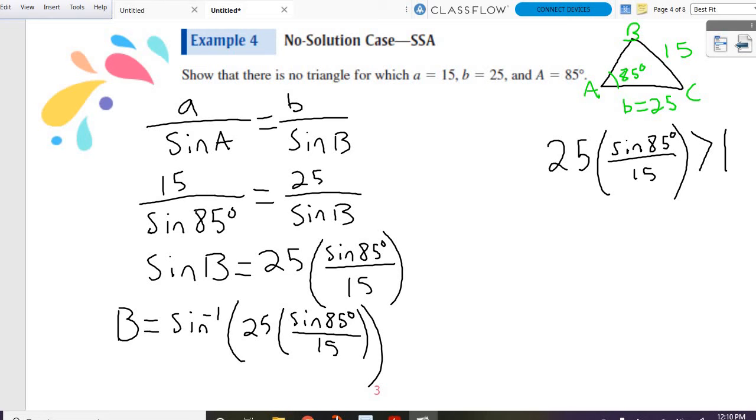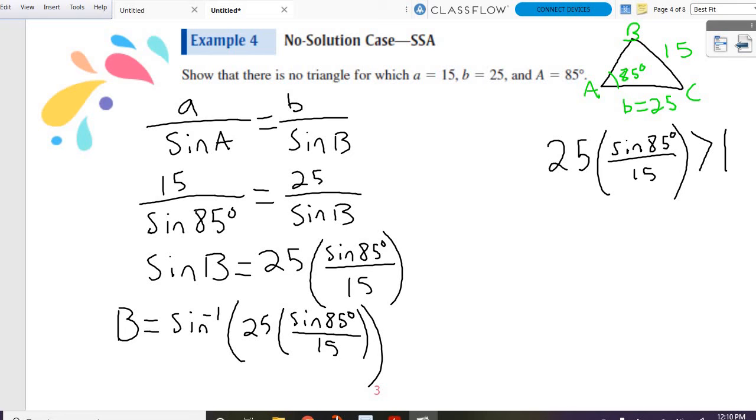Okay. I agree with you. You have the right answer. I just need a reason. Why? Okay. Did anyone help them out? Why can this stuff on the inside of my sine inverse not be greater than 1?